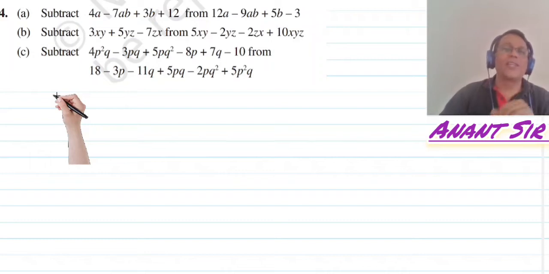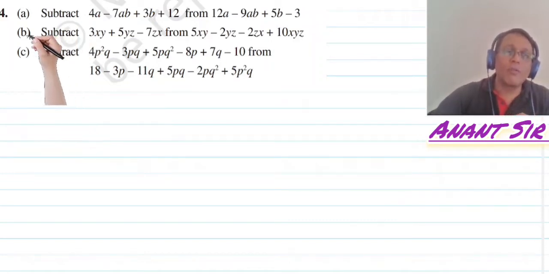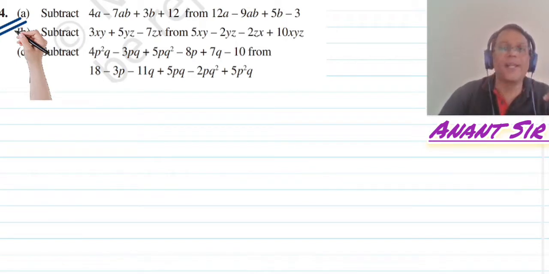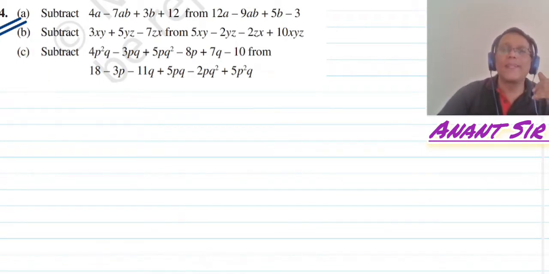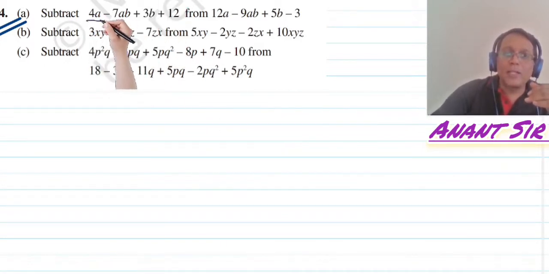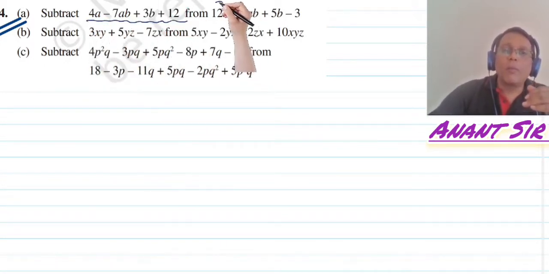Hi friends, in this video we are going to solve question number 4 of exercise 9.1 Algebraic Expressions and Identities. So without wasting any time, let's start the first question. We have to subtract this first term from the second term.